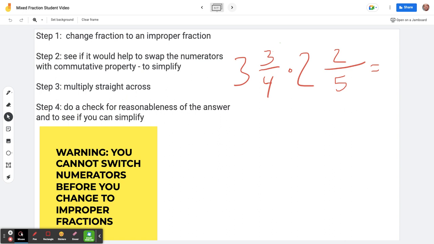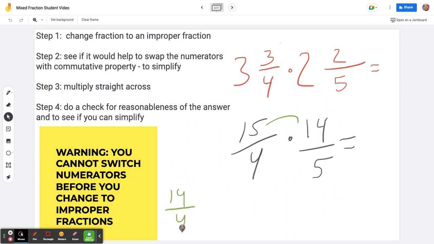Okay. 3 times 4 is 12. 12 plus 3 is 15. 2 times 5 is 10 plus 2 is 12, 14 again. That was not on purpose. But I did give you pretty nice numbers here. I hope you realize that. Are we going to do 15 times 14? No. We're going to swap these, and you're going to get 14 over 4 times 15 over 5.